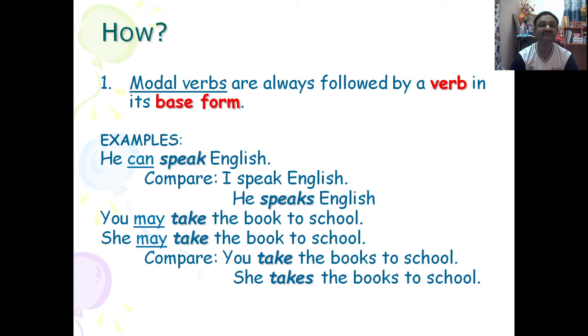Now the first one is: modal verbs are always followed by a verb in its base form. Example, he can speak English. If you compare, I speak English, he speaks English. You may take the book to school. She may take the book to school. Now comparing this sentence, you take the books to school, but it is not possible to write in modal verbs she takes the books to school. Okay.